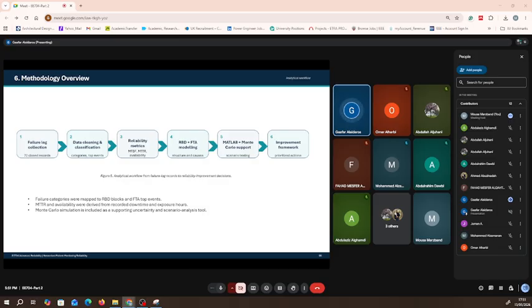The RBD translates the system into functional blocks. And the fifth step was MATLAB-supported analysis, including scenario comparison and Monte Carlo simulation. Monte Carlo was used only as a supporting tool in the test.